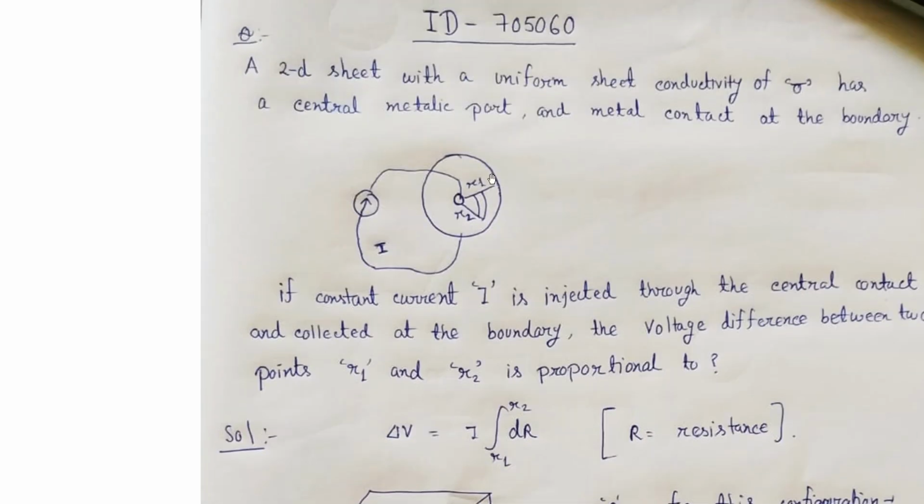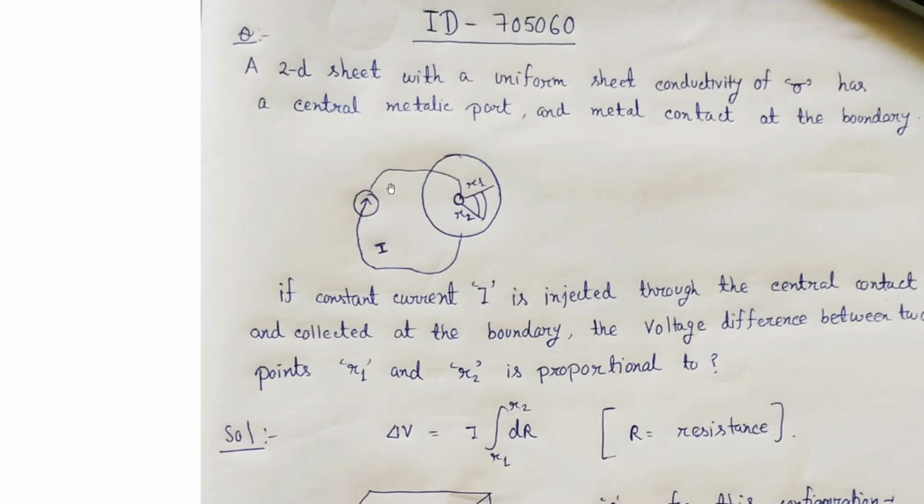The problem says you have a 2D sheet with a uniform sheet conductivity sigma. It has a central metallic part and a metal contact at the boundary. If a constant current I is injected through the central contact and then collected at the boundary, what is the voltage difference between two points R1 and R2 proportional to? So the current is flowing through this metal contact and through this sheet, and you have to calculate the voltage difference between the two radial distances R1 and R2.